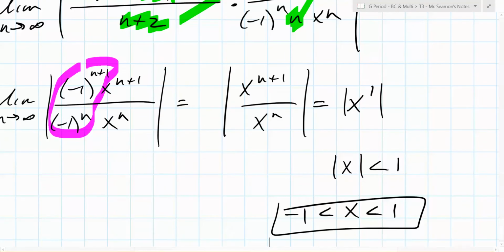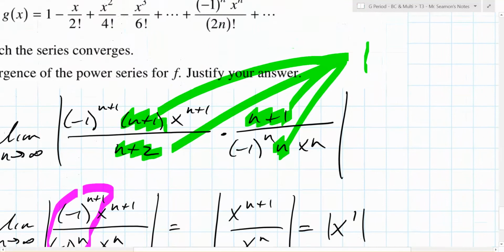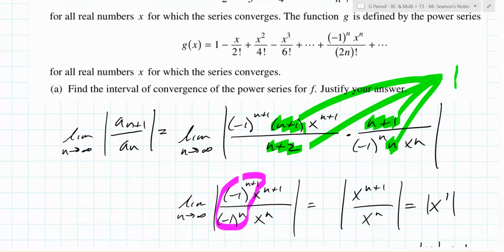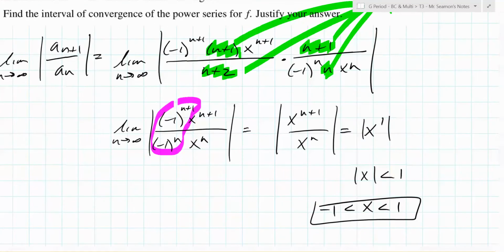What does it ask for? You have to make sure you say specifically, it says, find the interval of convergence, justify your answer. There it is. Spell it out for them. You tested the endpoints, neither of them worked, so it's not equal to either of them.